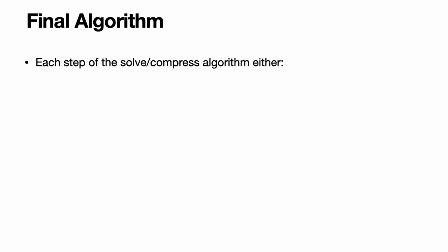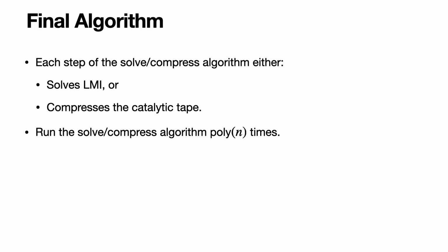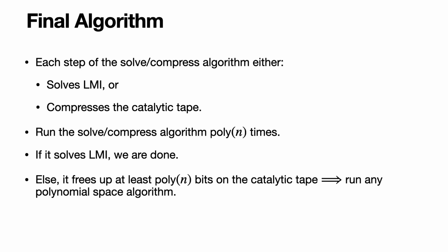So our final algorithm now is as follows. Each step of solve/compress either solves LMI or compresses the catalytic tape. Thus, we just run this algorithm polynomially many times. If it solves LMI, we're done. Else, it frees up at least polynomially many bits on the catalytic tape, at which point we can run any polynomial space algorithm, right? We could run Lawler or we could run NSV, whatever you want. And at the end, we can just run the decompression algorithm. So that's it. That's our entire algorithm.